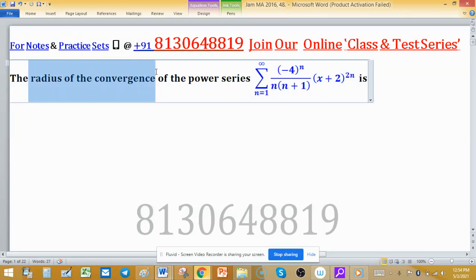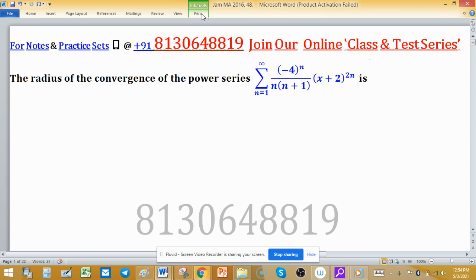We have to find the radius of convergence of a power series. If this is a positive term series, we can apply many tests to check whether it is convergent or not. Two of the most popular and common tests we use to test convergence are the root test and the ratio test.